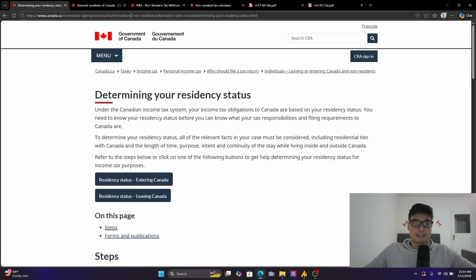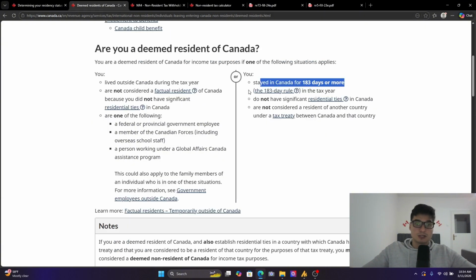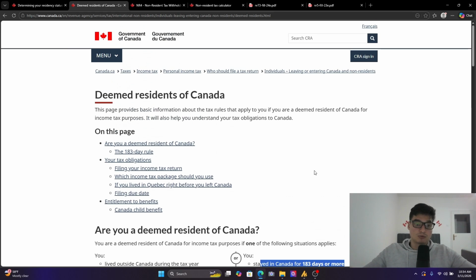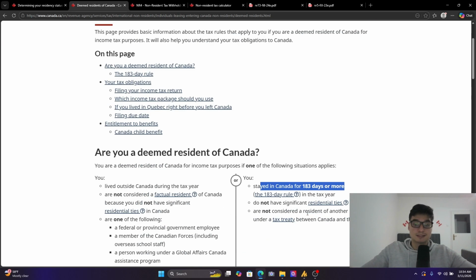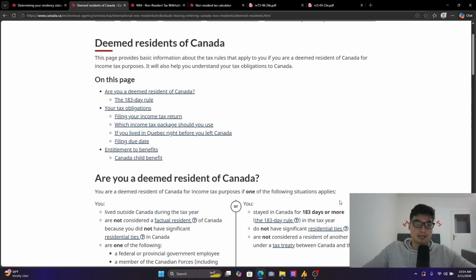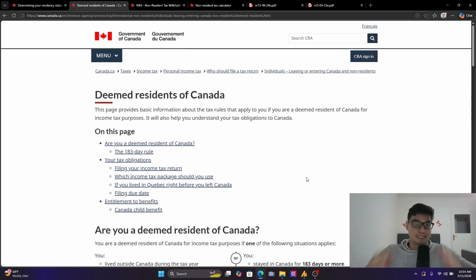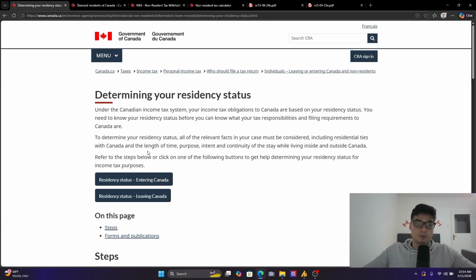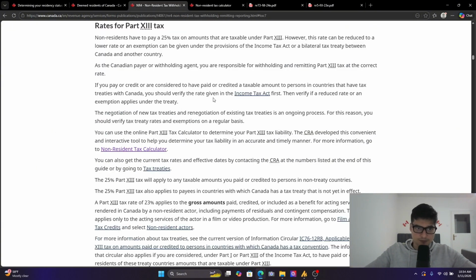So very important. Now, if you are considered a non-resident or a deemed non-resident, so a deemed non-resident is essentially you have residency in another country, okay, under a tax treaty between Canada, you'll be considered a deemed non-resident. So you meet residency of another country, then you're considered a deemed non-resident. Or if you don't meet any of these ones, you'll also be considered a non-resident. Now, why is residency important?